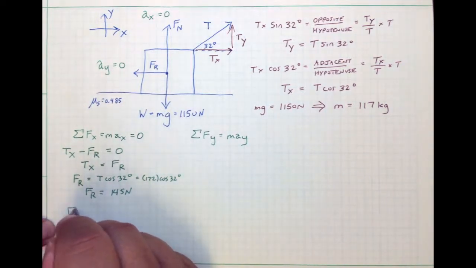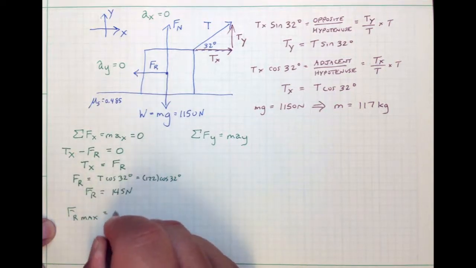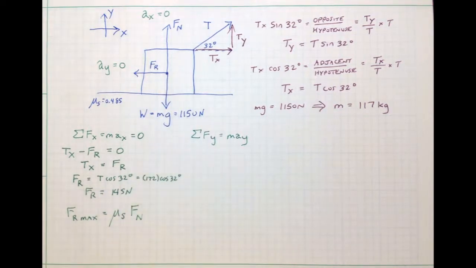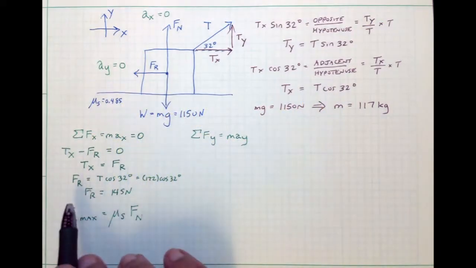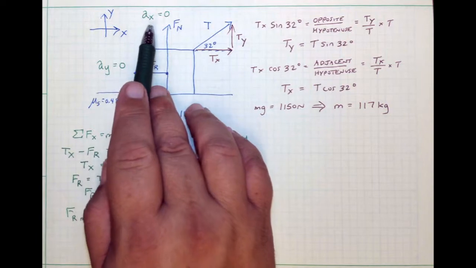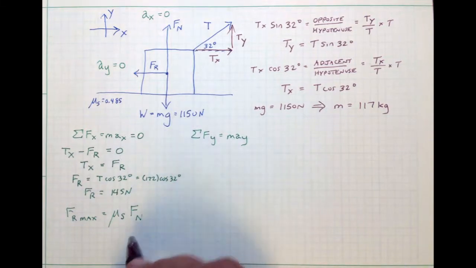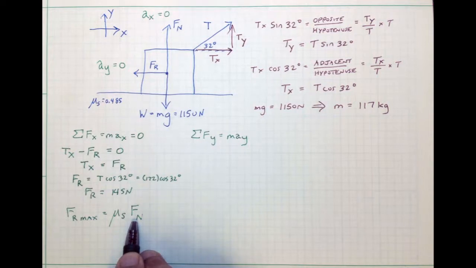The maximum static friction force is going to be the static friction coefficient times the normal force. So now we find ourselves in a situation that we typically are when trying to figure out friction forces, because usually to find the friction force, we must first find the normal force. We did not need to do that here because we have the information that the crate is stationary and we know the tension in the rope. But here, to find the maximum static friction, we must figure out what the normal force is.